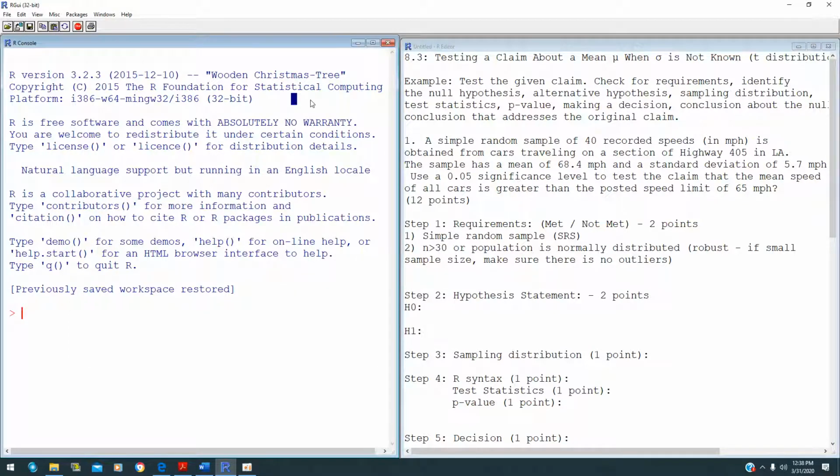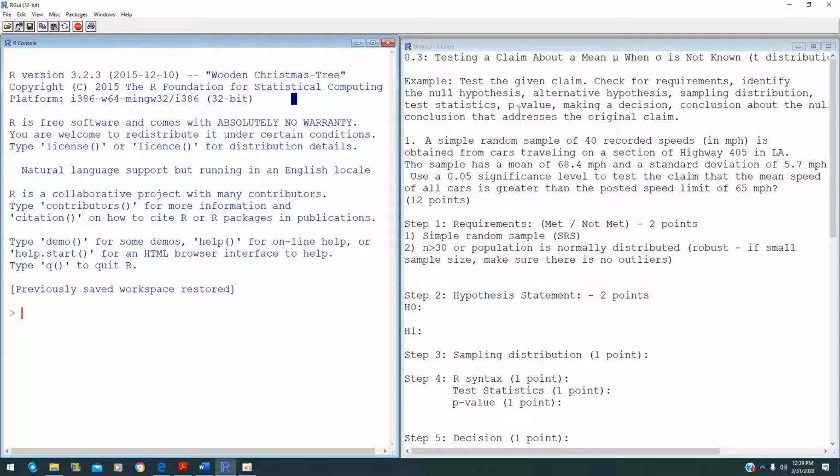This video is for 8.3 statistics class, testing a claim about the mean when sigma is not known, where we use the t distribution. This example wants us to test a given claim. You have to check your requirements, identify the null and alternative hypothesis, the sampling distribution, test statistic, p-value, make a decision, a conclusion about the null hypothesis, and the conclusion that is addressed to the original claim.